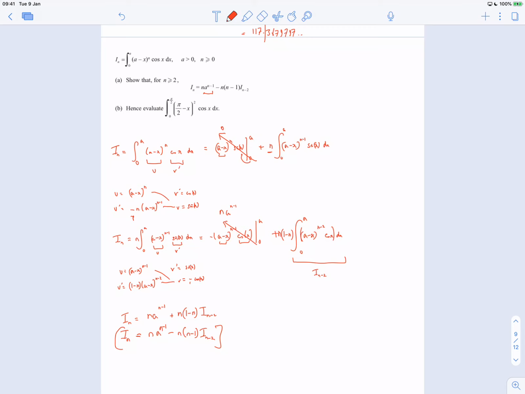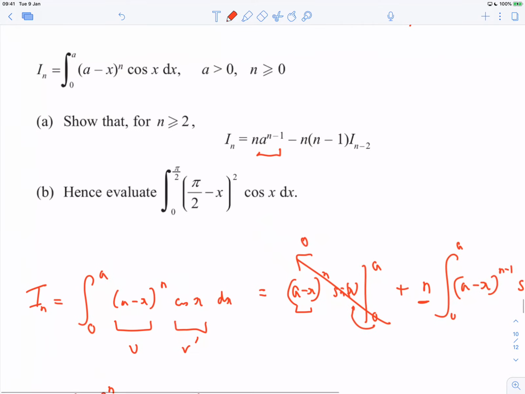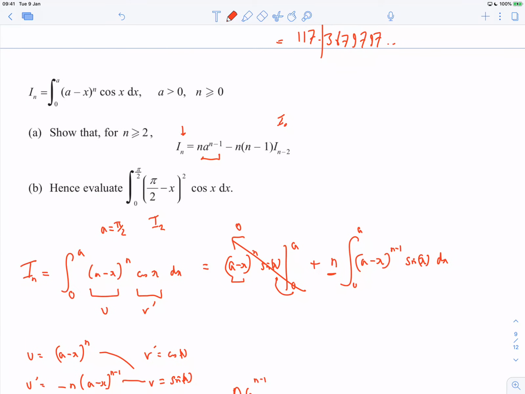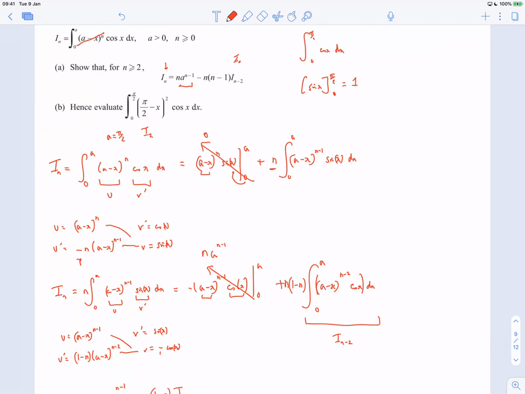Hence evaluate this. Okay, so from closer inspection, this is clearly when a equals pi over 2, and we clearly want to work out I of 2. So according to this formula, we're going to need I of 0. So what is I of 0? Well, I of 0 is when this whole thing becomes a 1. So we just have to integrate between pi over 2 and 0 of cosine of x dx, which is just going to be sine of x between pi over 2 and 0. And sine of pi over 2 is 1, sine of 0 is 0, so that whole integral becomes a 1.